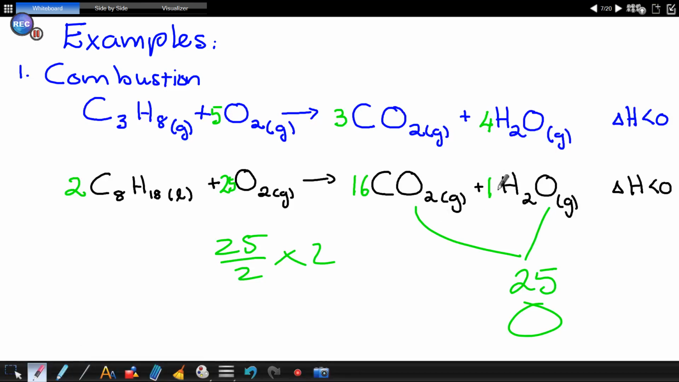Wait, this is recorded. So, when you are using this, you're going to have an odd number of oxygens on the other side if you balance the carbons and the hydrogens. And then you just multiply everything by 2, and it will sort itself out. It's a little mathematical trick that we can do to sort it out.